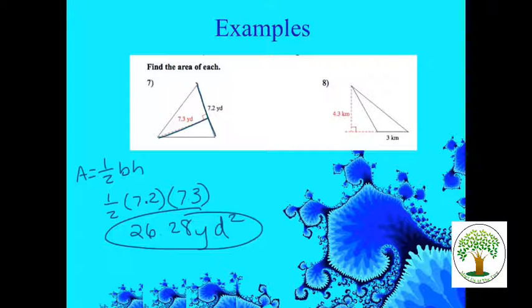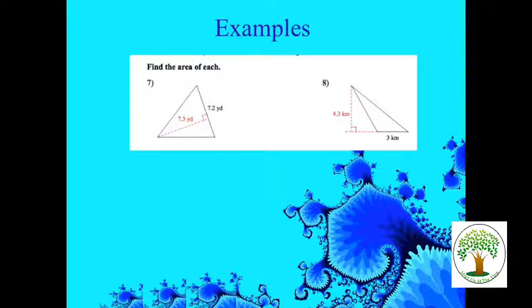I wanted you to see number 8, how its height is different. The height, because that was an obtuse angle, the height has to be out here. It's still the same formula. 1/2 base times height. We still do the 1/2. The base is 3. And the height is 4.3.